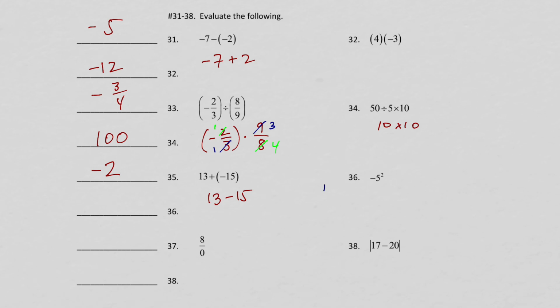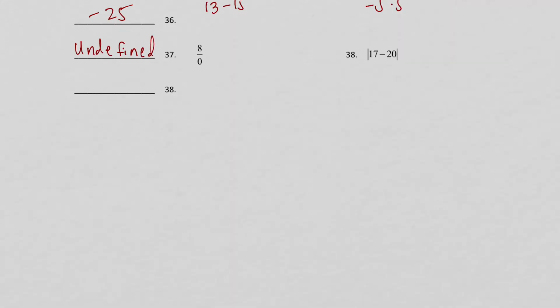Be careful here. This negative is not in the base. Only the 5 is. So when this gets expanded, it looks like this, which is a negative 25. A common mistake would be to say positive 25. In a division, when 0 is on the bottom, you get an undefined. 17 minus 20 is negative 3, but the absolute value of that is 3. That's it.